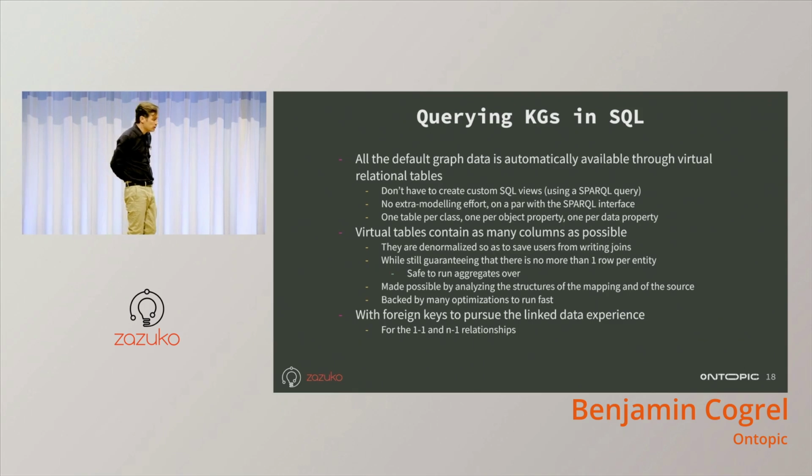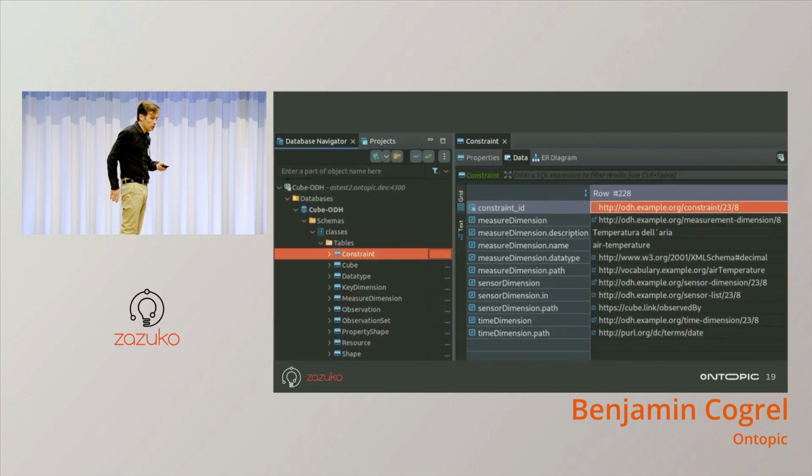So when we can, we also create what we call foreign keys. That's one way to make links in SQL. We cannot always do it, but when we can, we do it.